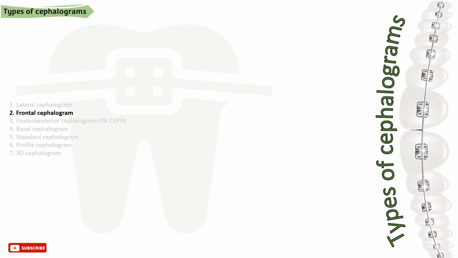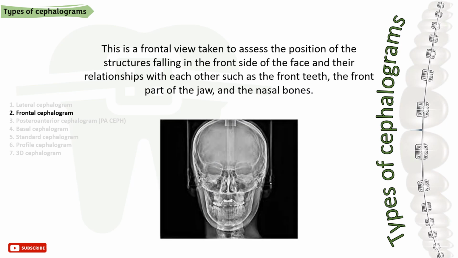Number 2. Frontal cephalogram. This is a frontal view taken to assess the position of the structures falling in the front side of the face and their relationships with each other, such as the front teeth, the front part of the jaw, and the nasal bones.